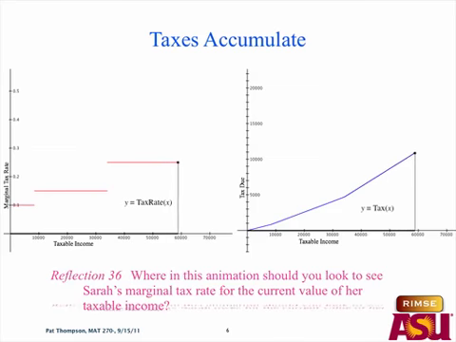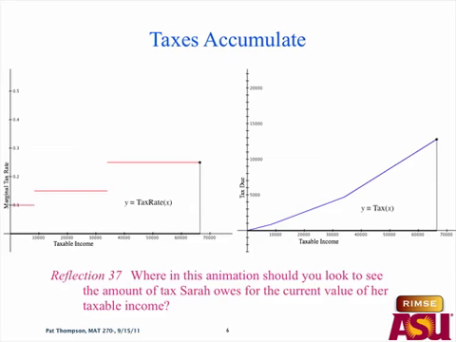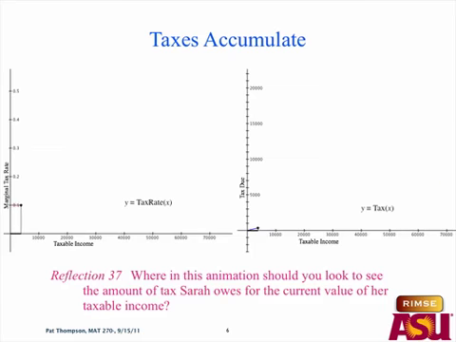All right? Where in this animation should you look to see the amount of tax Sarah owes for the current value of her taxable income? Morgan? The y-axis on the right graph. She wants the y-axis on the right graph. Okay?